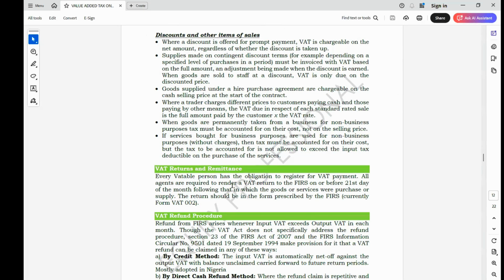So we have a VAT return and remittance. It is also expected that throughout a VATable period of one month, you are expected to file a return on or before the 21st day of the following month. So all the VAT that you collected from January 1 to 31st January, you have up to 21st of February to remit that VAT to FIRS. Failure to do that, that VATable person will be liable to penalty and interest.